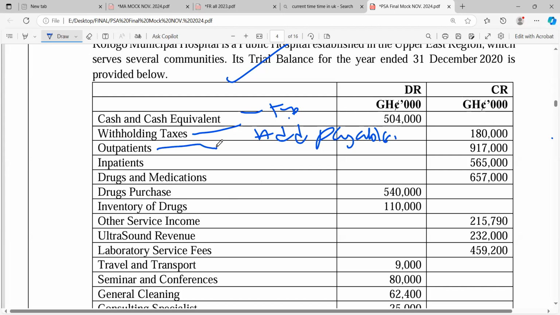Outpatient. What is the meaning of outpatient? Who has worked at the hospital before? Outpatient, OPD. What's the meaning? Revenue. Good. So, is it IGF? Yes, it should be part of the IGF.